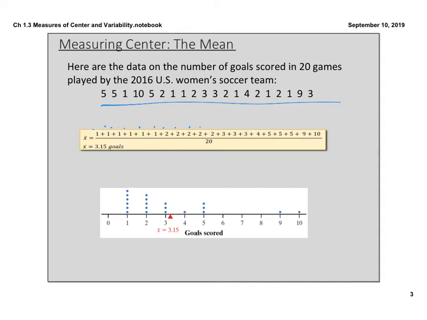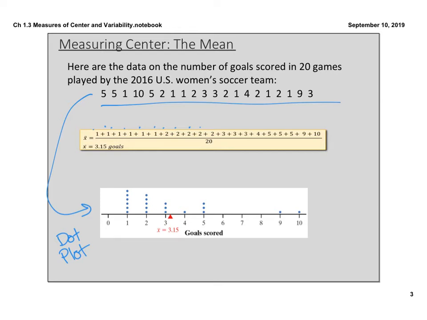One of the reasons they did that is because they then turned that data into a dot plot down here. And we're going to use this dot plot throughout the lesson today and talk about it. But they found a mean of 3.15 goals. So that was the mean. They added them up and divided by the 20 and got 3.15 goals.